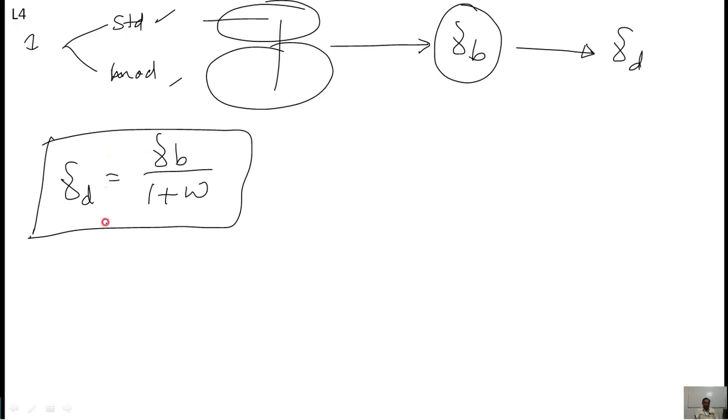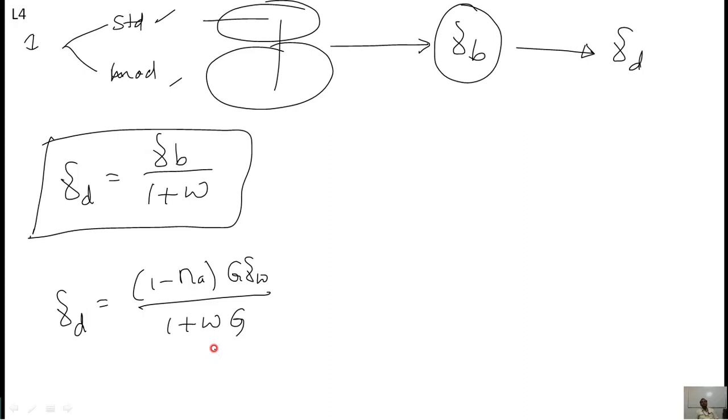But I have another equation for dry density, that is gamma d equal to (1 minus Na) into G gamma w divided by 1 plus wG. See, this equation also I have. Here also you are getting gamma d. Why can't you use this equation?